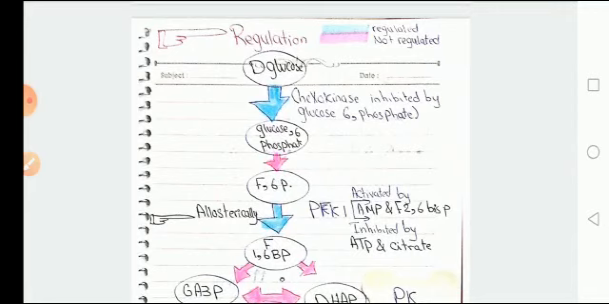Why? Presence of high concentrations of glucose 6-phosphate means that a lot of glucose was phosphorylated. So, more ATP would be produced. So I no longer need glycolysis, I have to stop it. And here I stop glycolysis by stopping phosphorylation by inhibiting hexokinase.